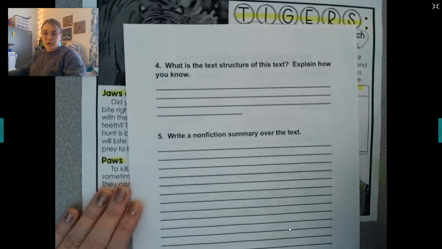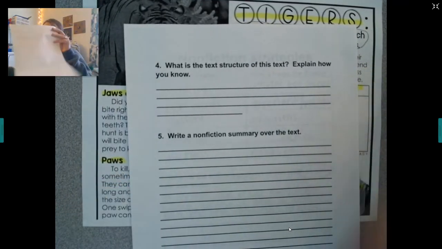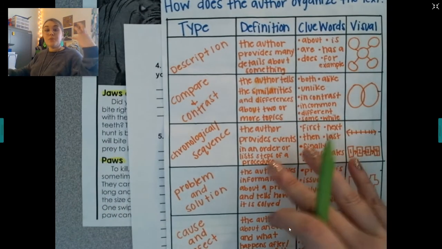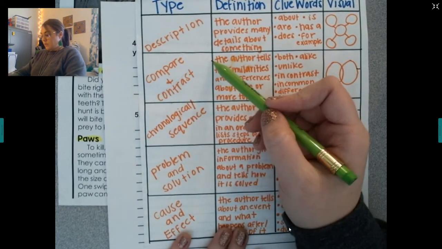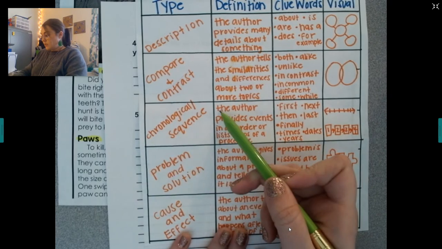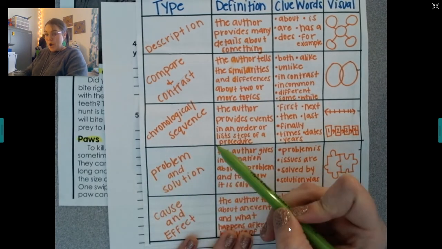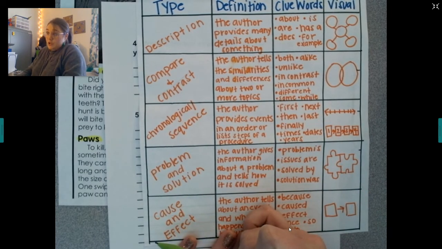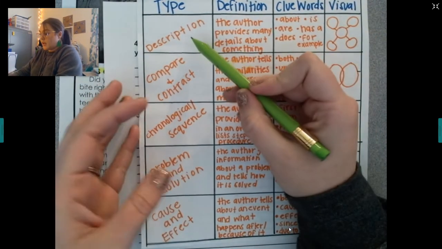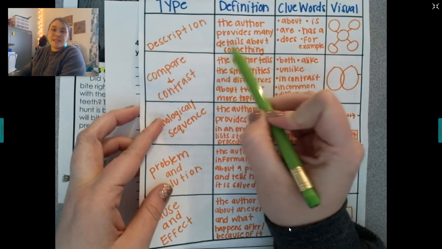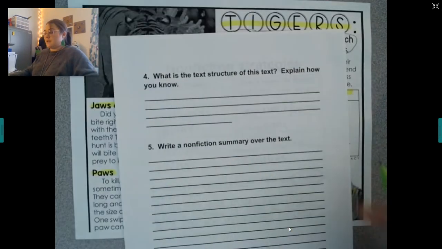What is this text structure and how do I know? Well, as I was reading, I was thinking, it doesn't talk about two things, so no. It doesn't give me anything in order, so no. No problem, no. And there's no event, and there's no thing that happened because of the event. So the only thing I'm left with is description, because it's giving me details about tigers.